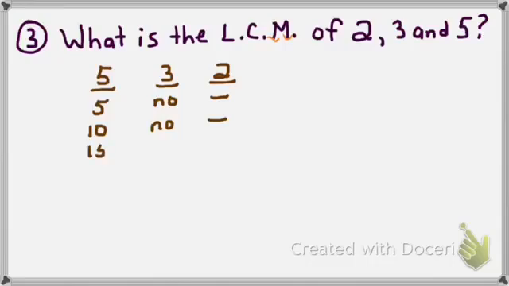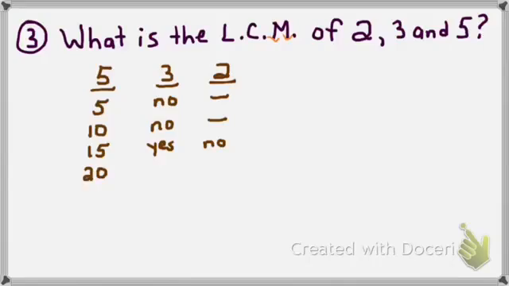After 10 comes 15. When I go through my 3 times tables, do I say 15? Yes, I do. So now I have to do the last check. When I go through my 2 times tables, do I say 15? No, I couldn't possibly, because 5 is not an even number. So 15 is not going to work for all 3 of them. What comes after 15? 20.